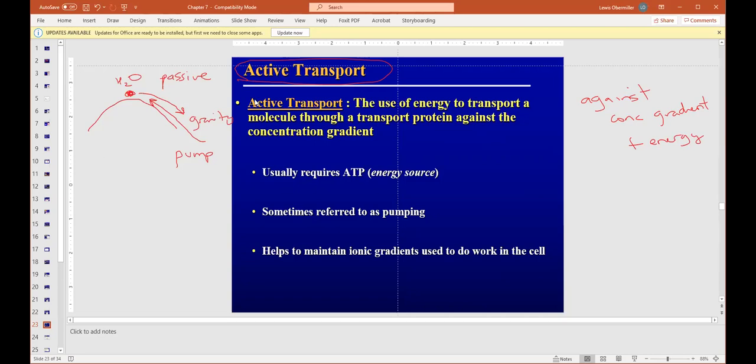And so when we add energy, we call that active transport. It's the use of energy to transport a molecule against the concentration gradient. So that energy, we know our energy source is usually ATP. Sometimes it's called pumping, just like pumping water up a hill. And it helps maintain gradients that are used to do work in the cell.